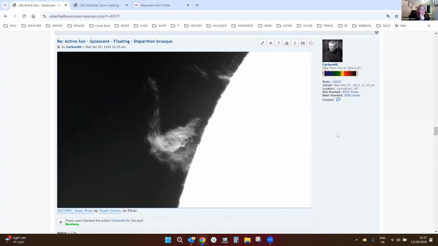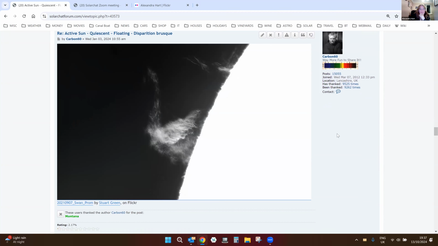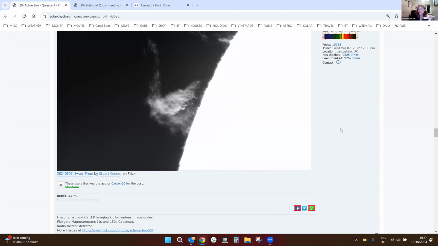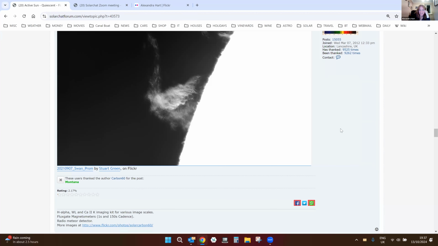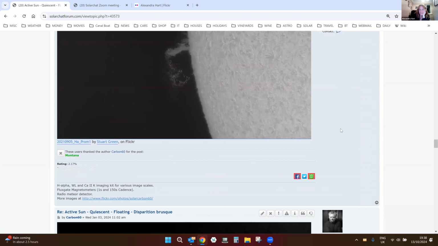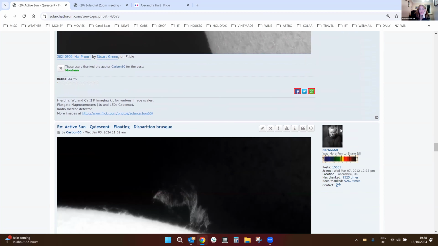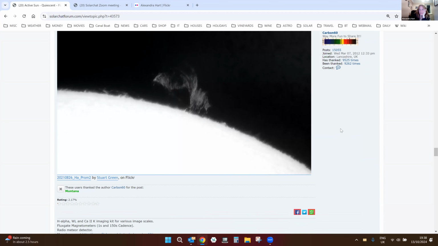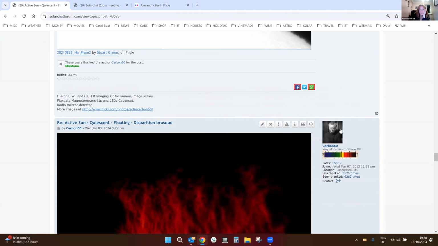And then it looks like we've got one from Stuart. So again, just a single image. This is no critique of anybody's images, but I'm guessing that for this section we need either time lapses or a sequence rather than just single images.